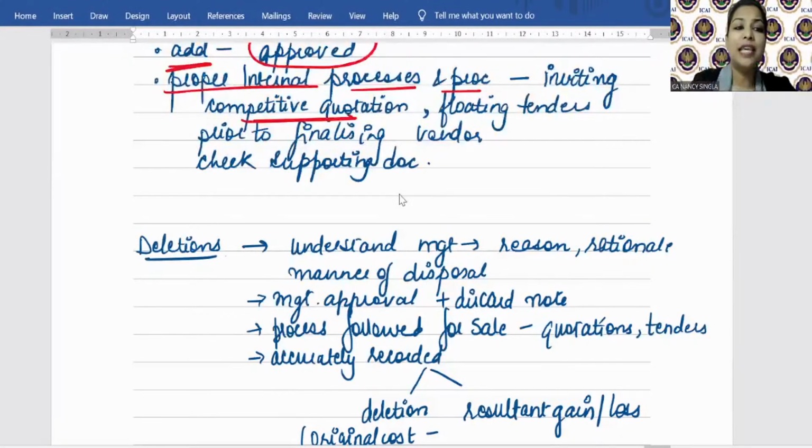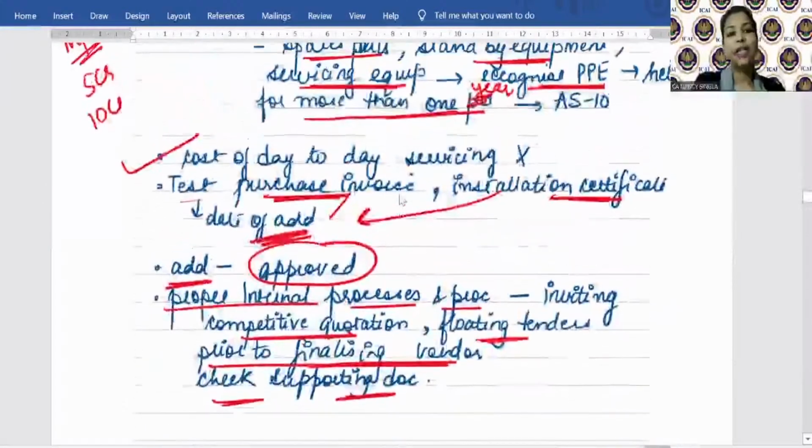ठीक है? Same way, whether the company is floating tenders or not, and this should happen prior to finalizing the vendor. Auditor will check what? All the supporting documents. Let's say if any requisition request has been raised, certain mails are sent to various vendors, auditor will check that. If the replies are received, auditor will check that, है ना? So auditor will check all that process. ठीक है? So you can always get a question, है ना?